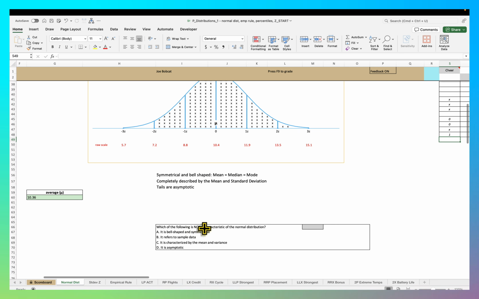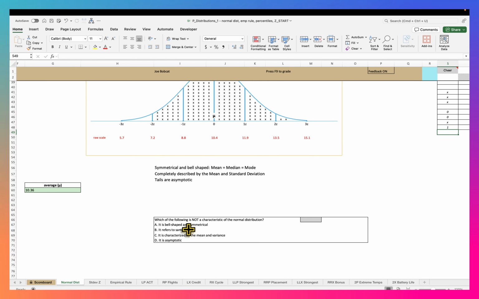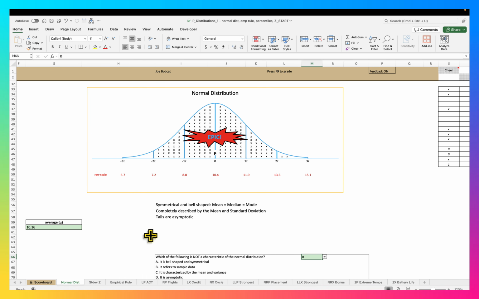So, which of the following is not a characteristic of the normal distribution? And that would be B, that it refers to sample data, because in this case we have population data. And we're all set. I'm ready to move on.